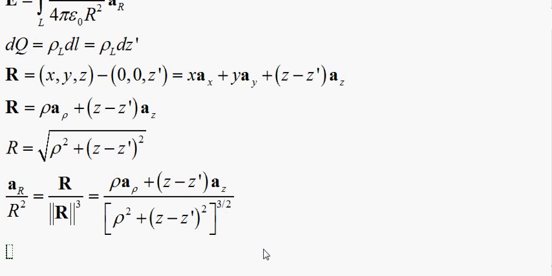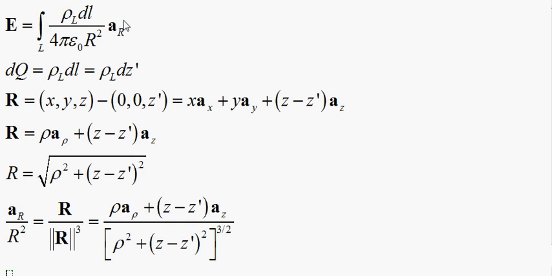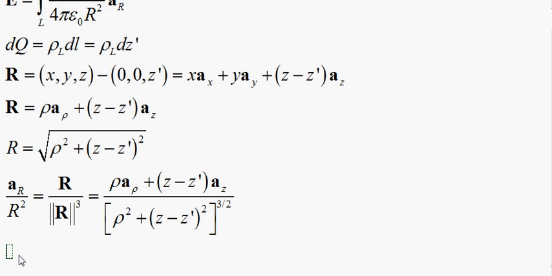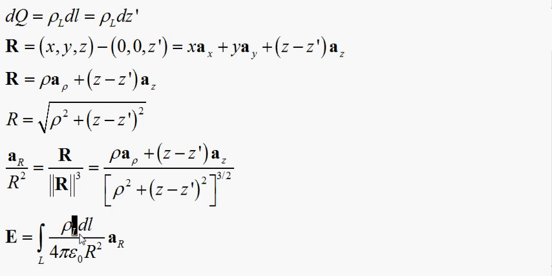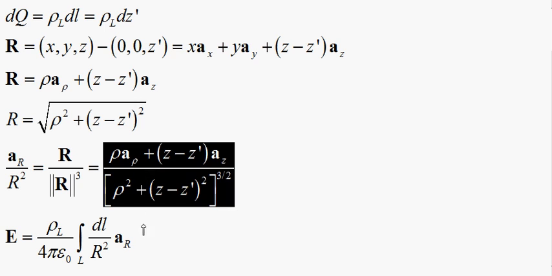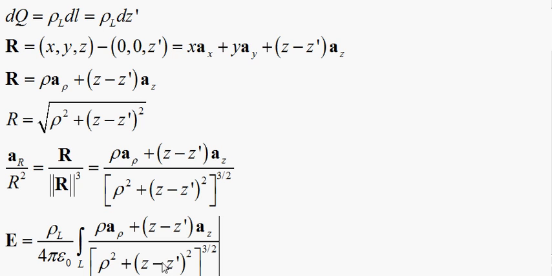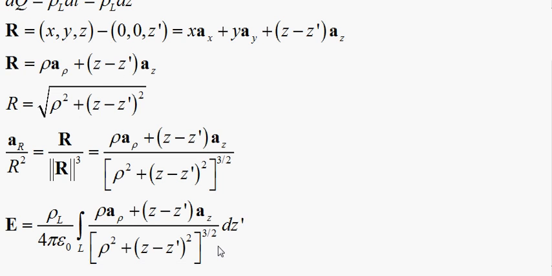So now, if we replace everything in our integral, we have enough to replace. We can factor out the rho sub L because we're assuming that it's constant charge density. Factor out the 4 pi epsilon 0. And now we just replace everything with that, and it's dz prime. So that's what we're looking at.